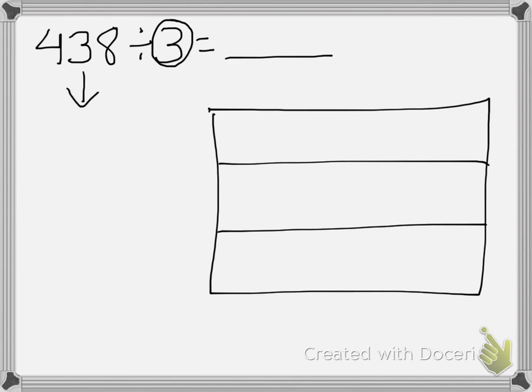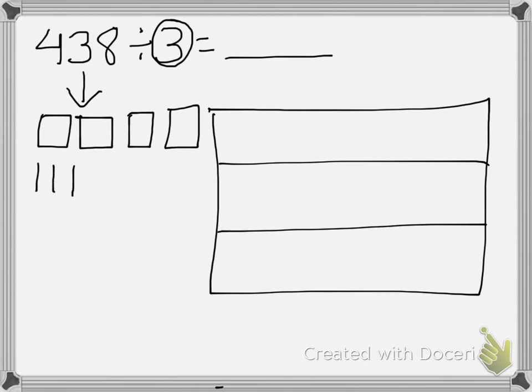Next thing I want to do is take my dividend and draw it in base 10 blocks. So I have 100, 200, 300, 400. Next I'm going to draw the tens. Well, I have 3 tens. And finally I'm going to do the ones, and I have 8 of those.